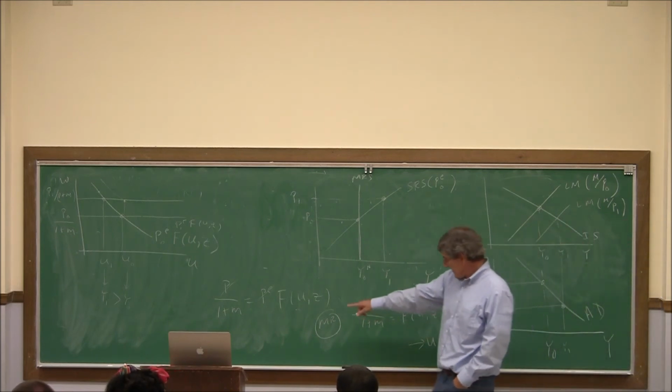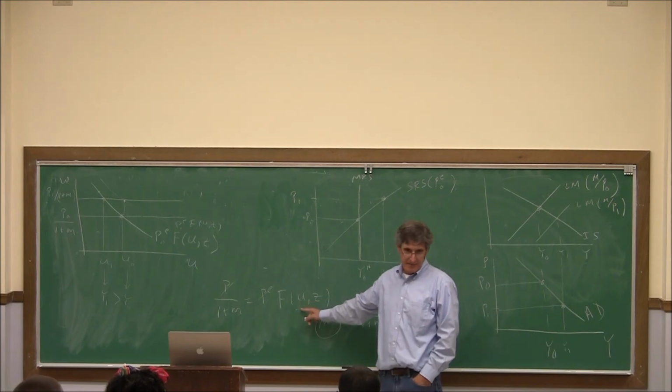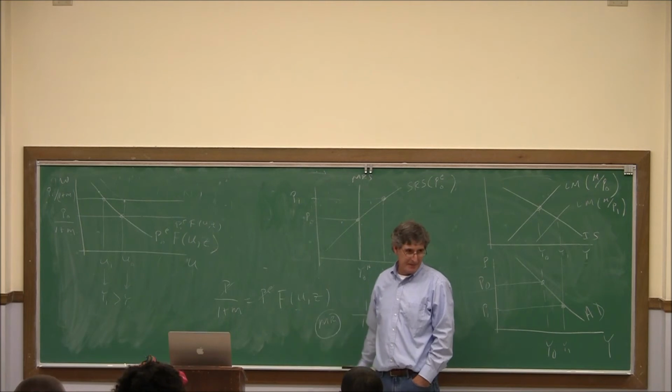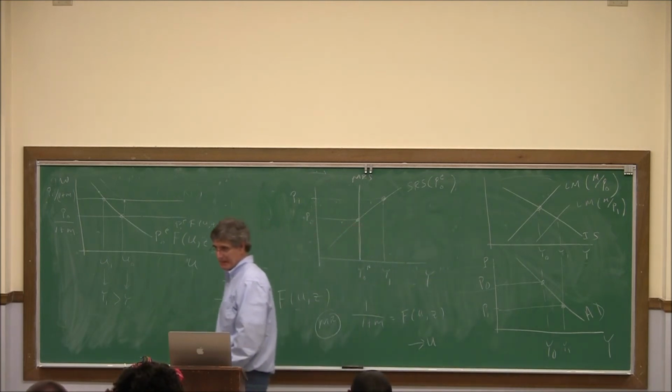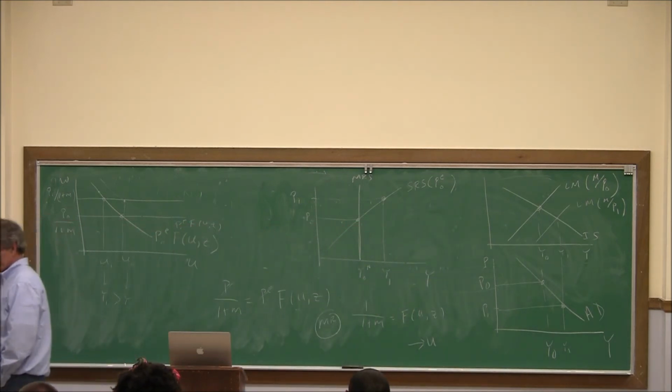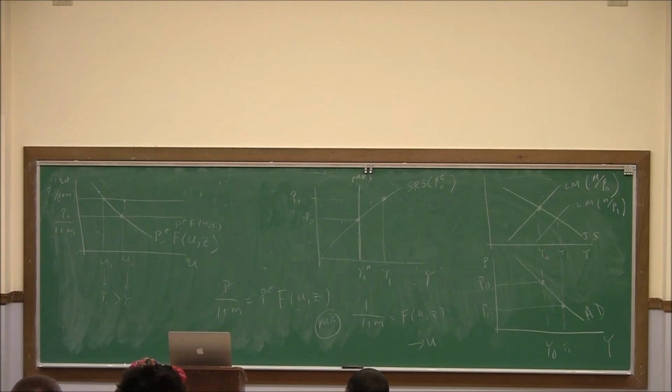This is the equation we turned into the Phillips curve. This was 1 minus alpha times u plus z. And we approximated that, and that was the Phillips curve. It's the same thing. In the long run, the Phillips curve is vertical because those curves cancel out.